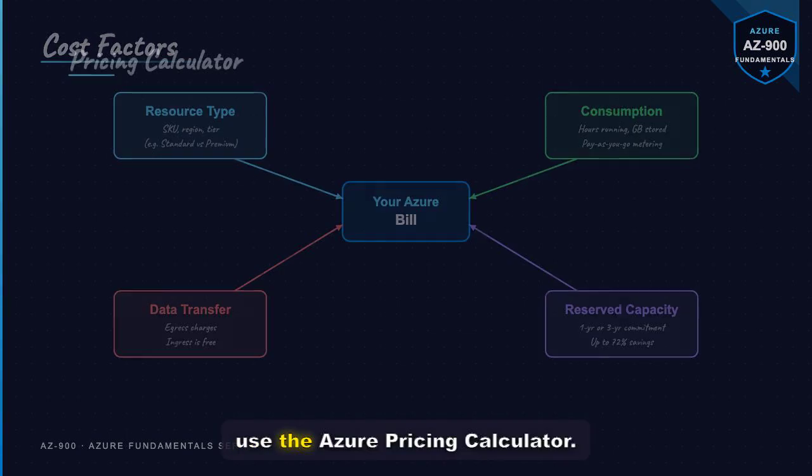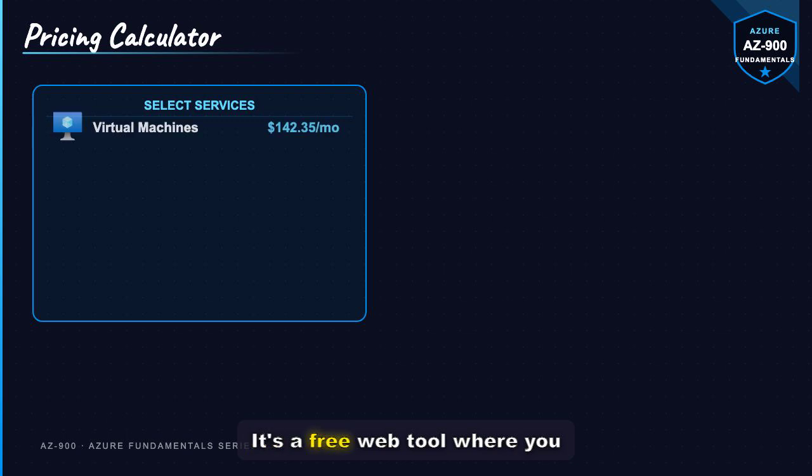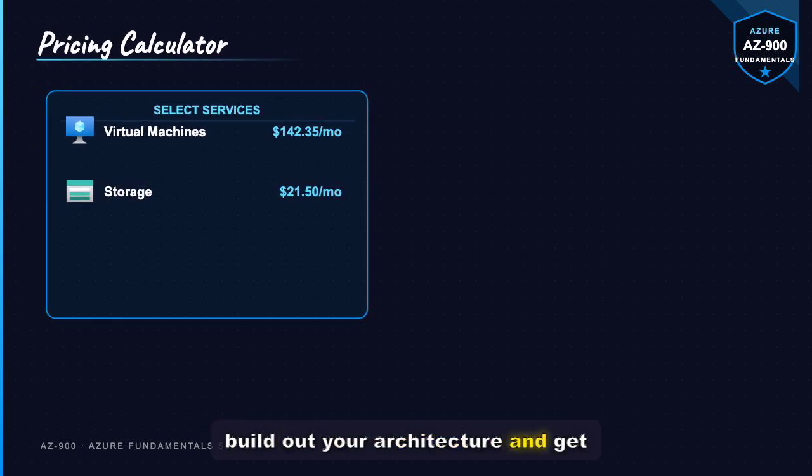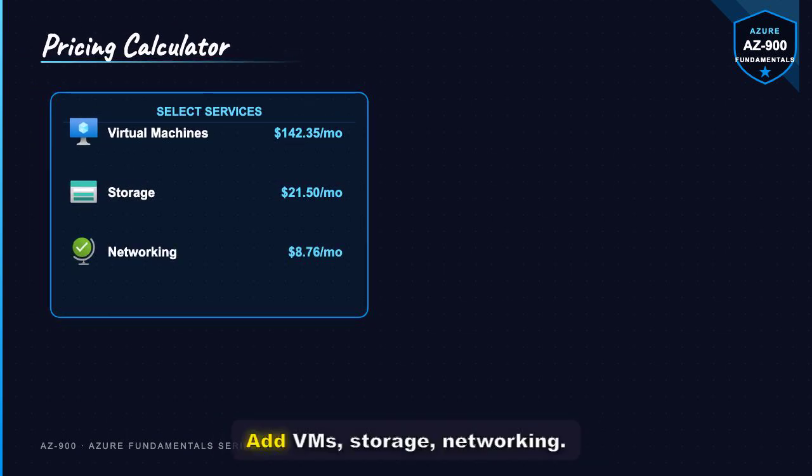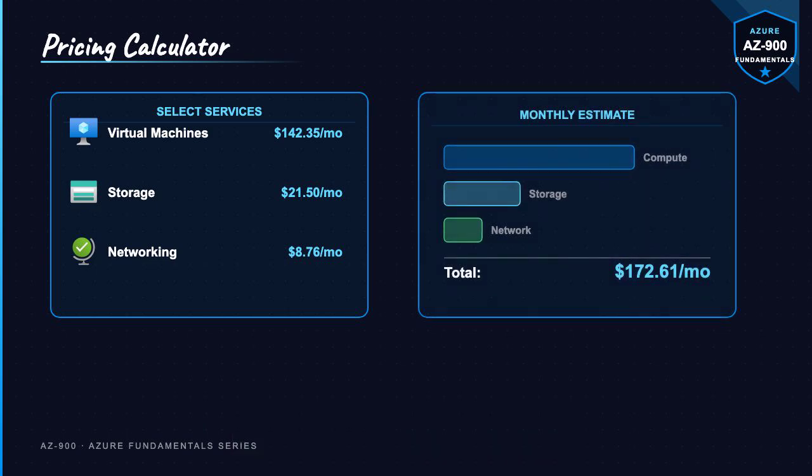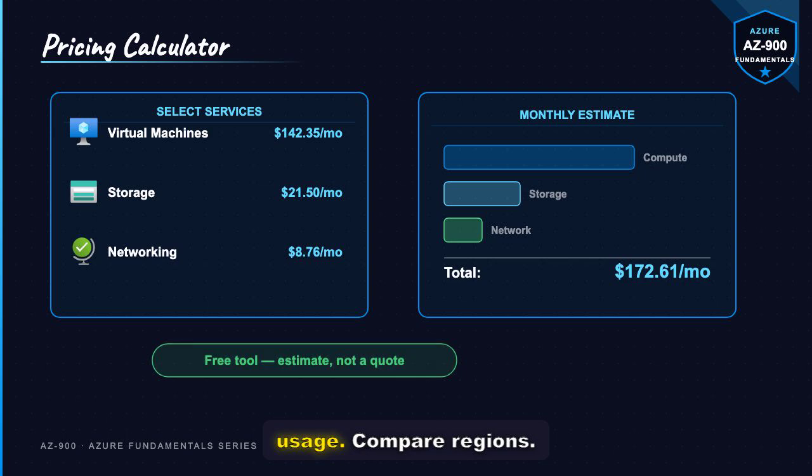Before you deploy, use the Azure Pricing Calculator. It's a free web tool where you build out your architecture and get an estimated monthly cost. Add VMs, storage, networking. Configure each with your expected usage. Compare regions. Toggle between pay-as-you-go and reserved pricing. Export the estimate as a spreadsheet. It's not a commitment. It's an estimate based on current prices.